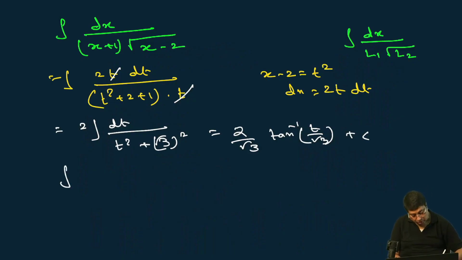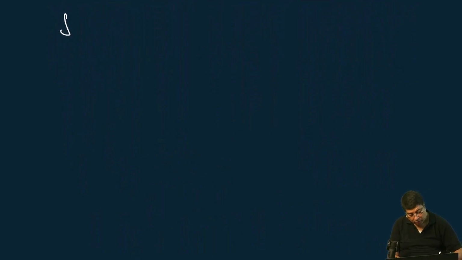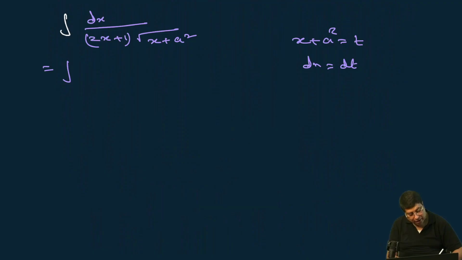One more example I am showing you on this. So in this case, dx by (2x plus 1) into root over of (x plus a square). A square is any constant number. So what will we do? x plus a square equals t. So dx equals dt. So I can write here dt by 2x plus 1, we have to express in terms of t.